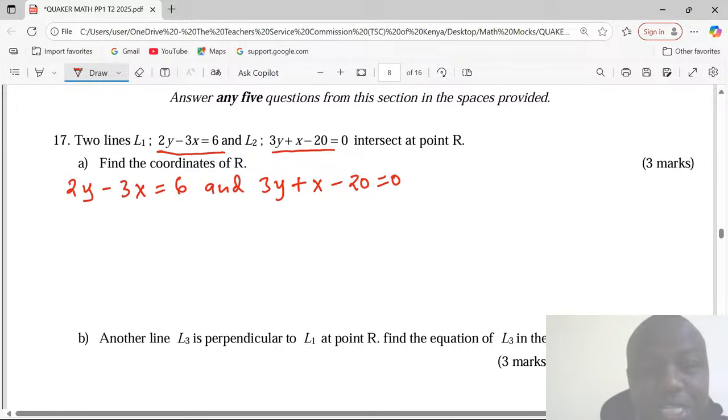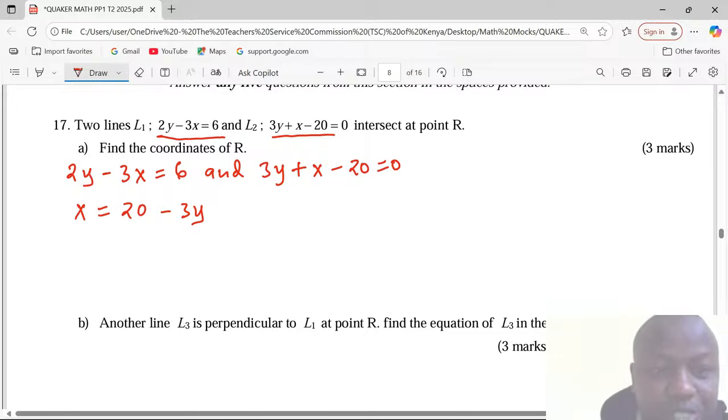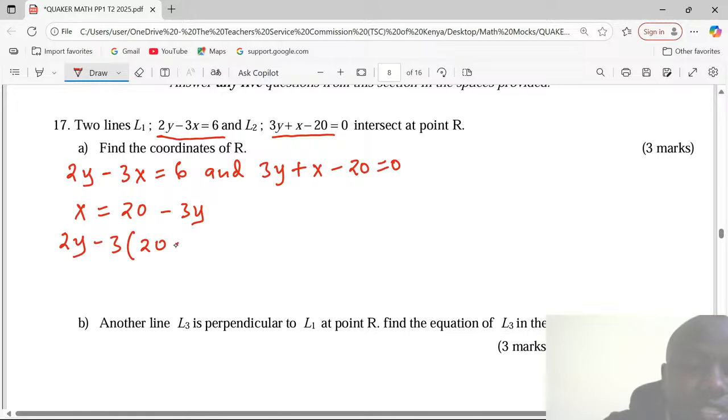So allow me to choose the substitution method, so that from equation 2, we say the value of x equals positive 20 minus 3y. For me to remain with x on the left-hand side for the second equation, I have to take 20 to the right-hand side. It becomes positive, and 3y becomes negative that way. So in equation 1 now, I substitute x with 20 minus 3y. So this is 2y minus 3 instead of x, 20 minus 3y equals 6.